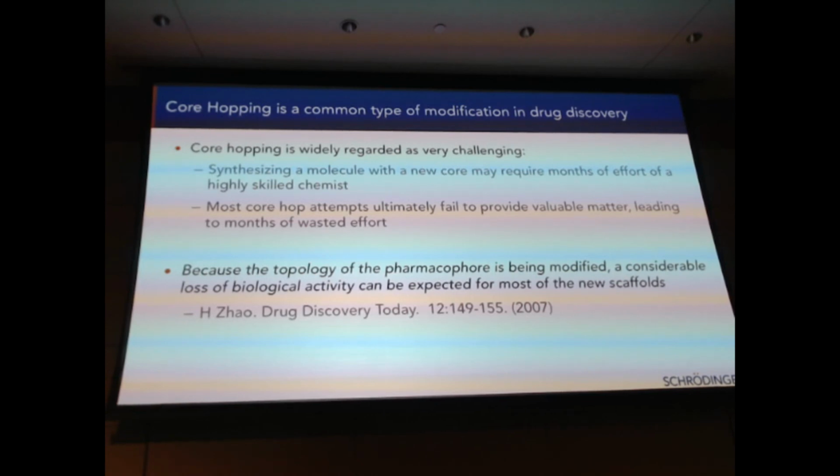So for R group modifications, sometimes you can easily revise the synthetic route to make them without too much trouble. However, for core hopping modifications, because the topology of the pharmacophore is modified, it really takes a long time to synthesize a molecule with a new core. And because the pharmacophore is changed, the majority of core hopping attempts failed to deliver any valuable matter to the project because most often it's not potent enough.